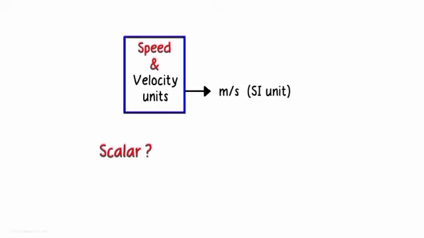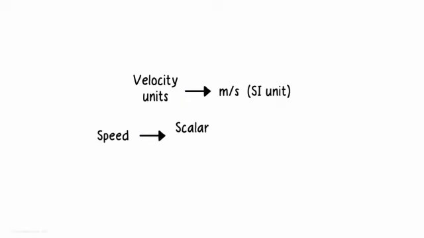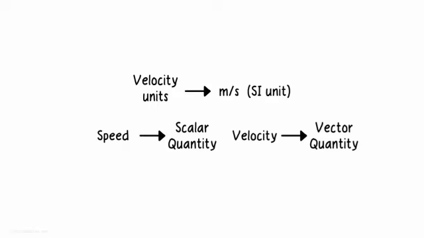But do you remember which one is a scalar quantity and which one is a vector quantity? Yes, speed is a scalar quantity and velocity is a vector quantity as the direction is specified. Now let me ask an interesting question. What is the average velocity?